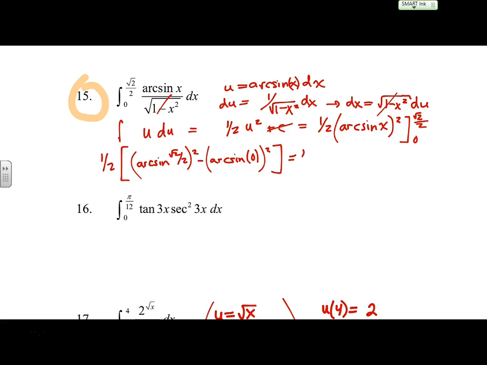When is sine square root of 2 over 2? Pi over 4. Good. At 45s. When is sine 0? 0. So you get pi squared over 16 times 2 is pi squared over 32. Does that match up? Does anybody have the answer written down? That's right. That's right, yes.